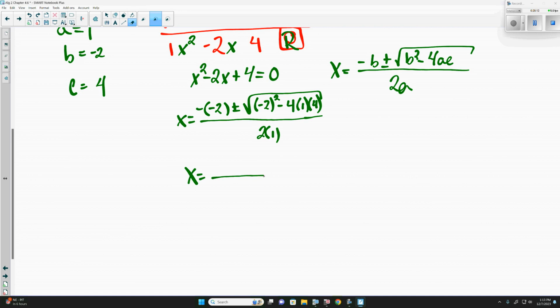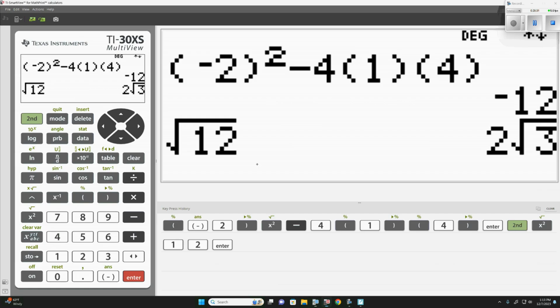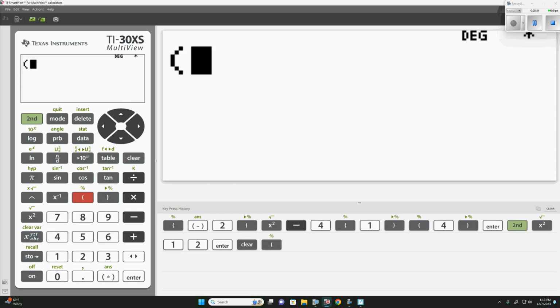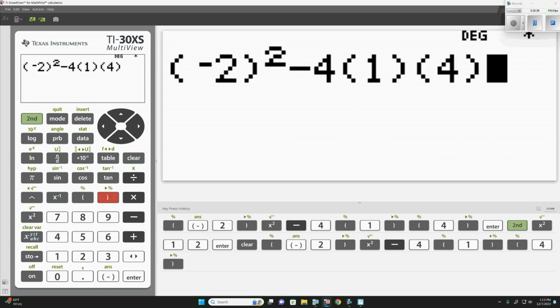Now at this point here, we're going to do some simplifying. Our negative -2 is going to be 2. The denominator 2 times 1 is 2. Now at this point here, we can type everything inside the radical into our calculator. So we'll do parentheses, negative 2 squared minus 4 times 1 times 4.